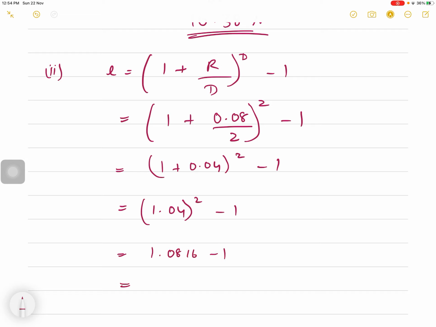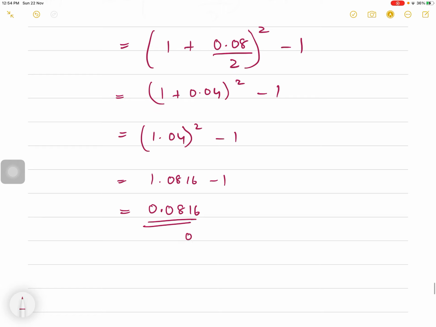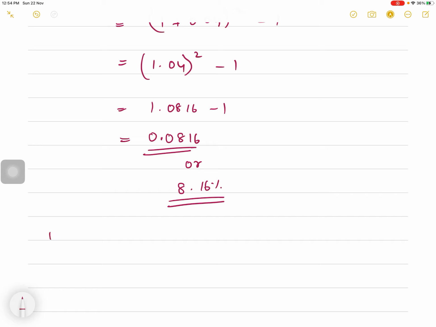1.0816 minus 1, which is 0.0816. That means 8.616%. Okay. Similarly, let's solve the third part.